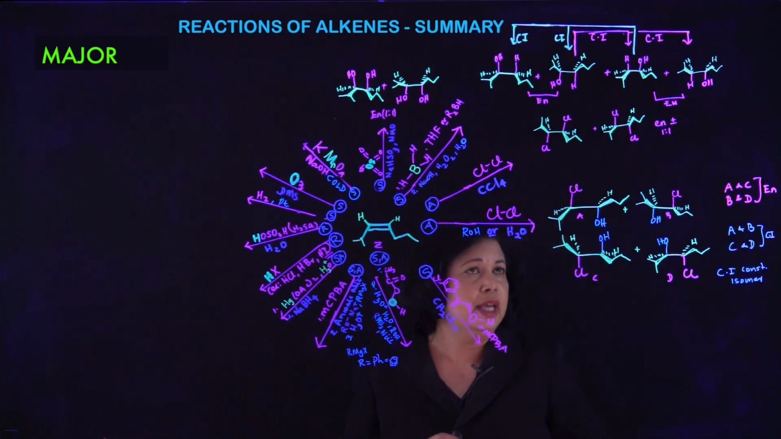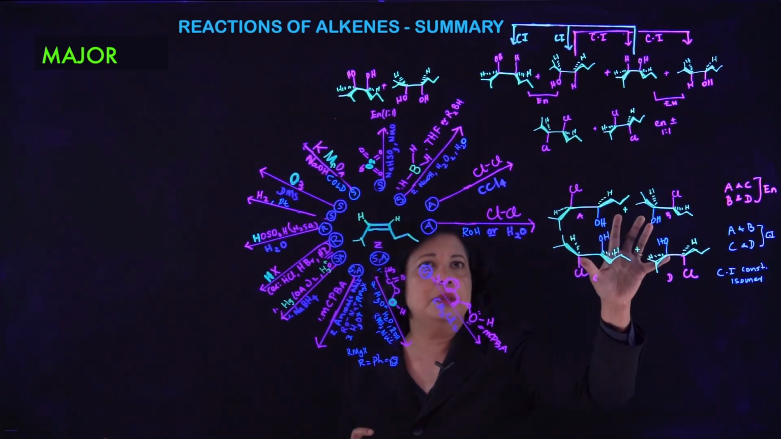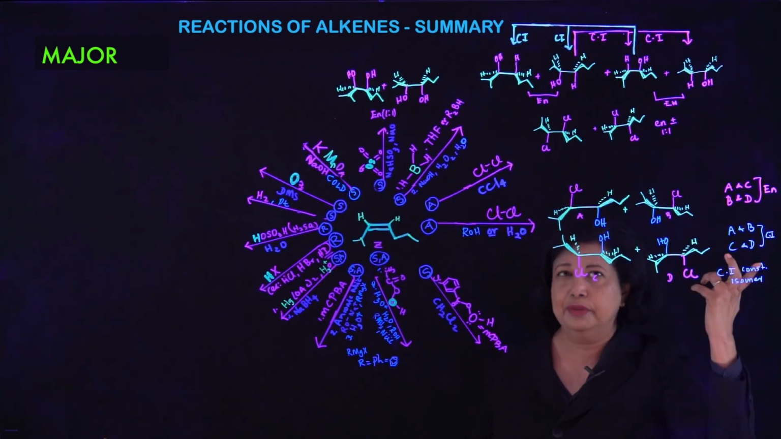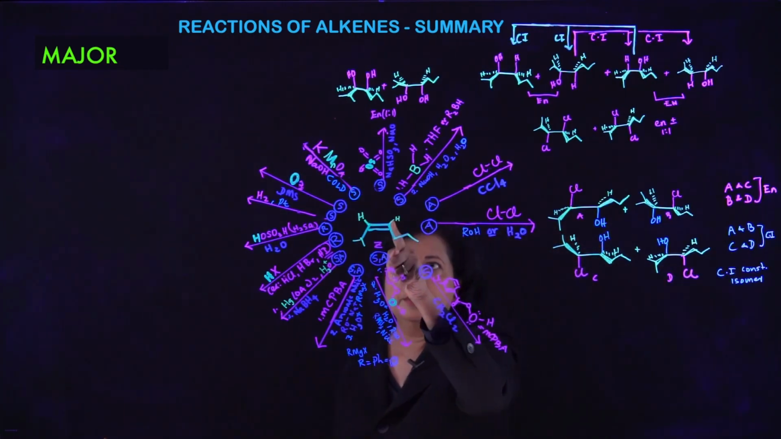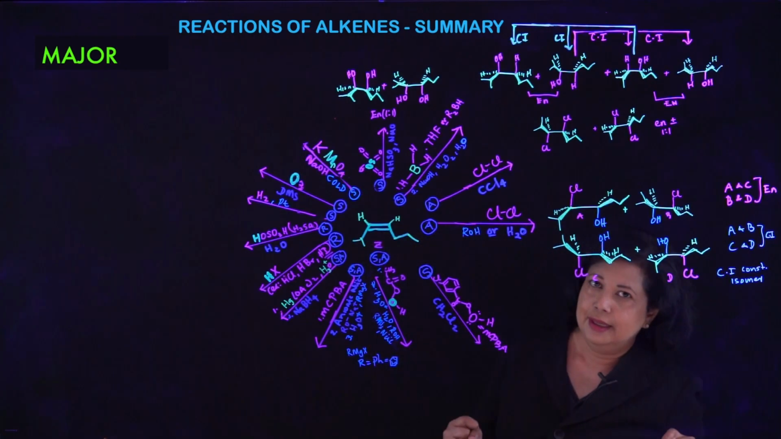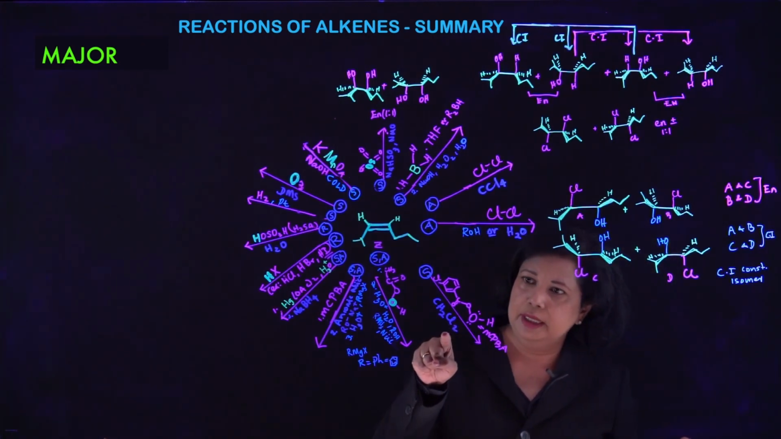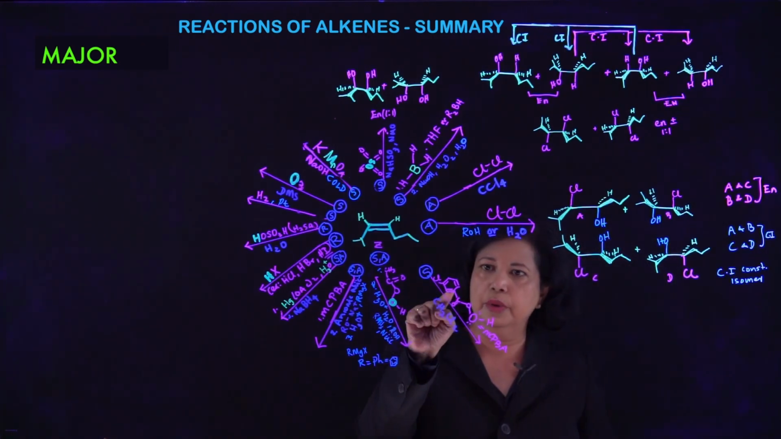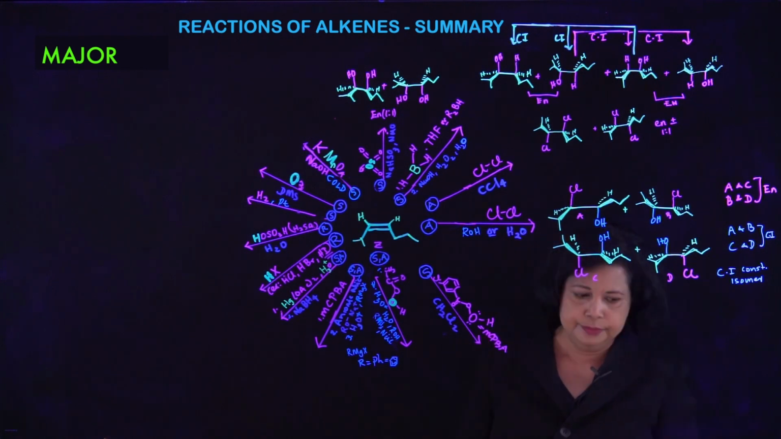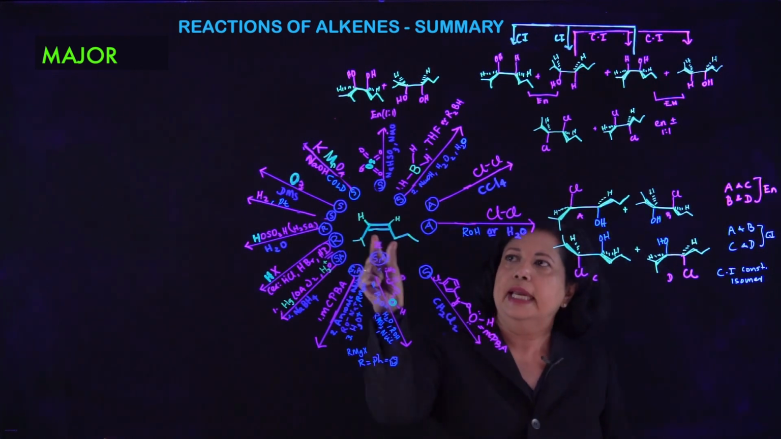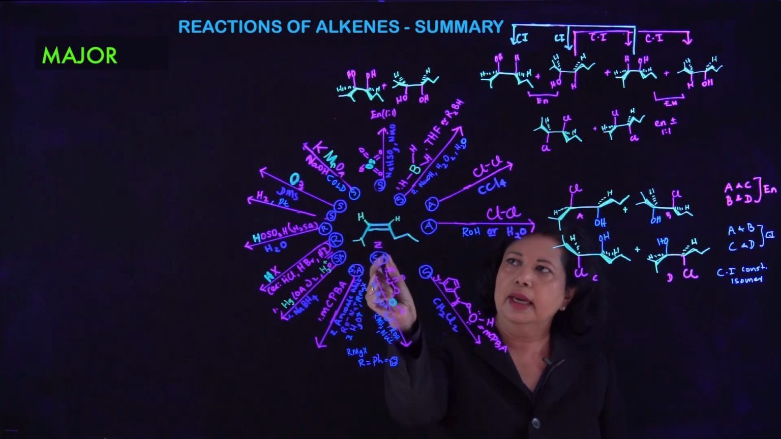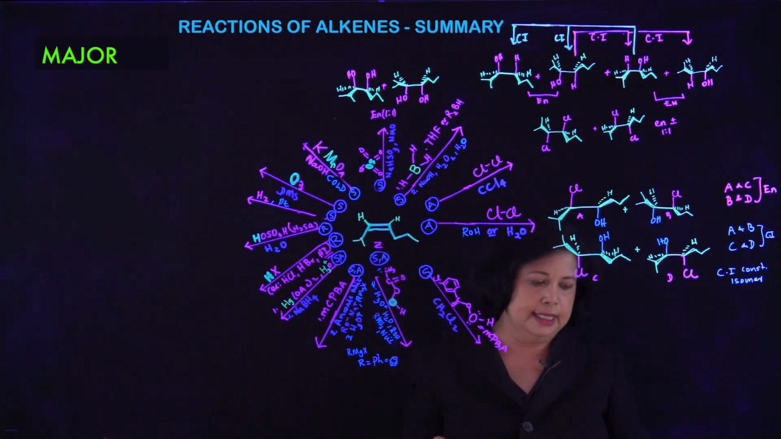All right, so we have a bunch here just because of the selectivity, or the lack of selectivity in this case, because you can attack both places. Let's look at mCPBA, meta-chloroperbenzoic acid. That only puts a cap on top or a bottom. So that's all it does.